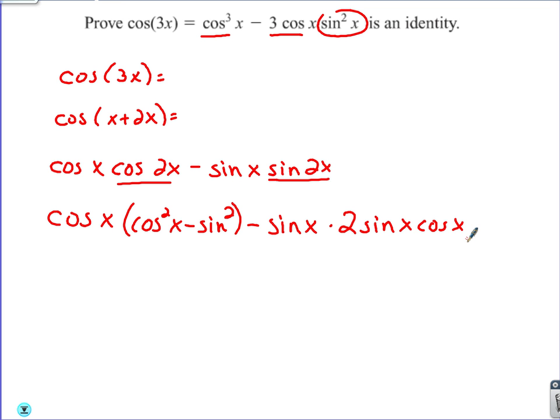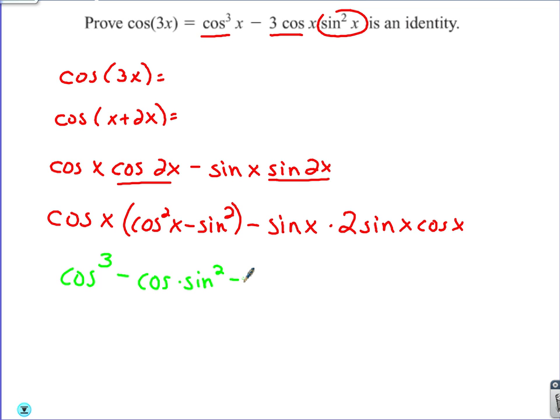We clean it up. Josh, help me clean it up. Cosine times cosine squared is cosine to the third. Good. So we have cosine to the third x, and I'm going to leave the x off now. Cosine times sine squared, that's simply, you know what I'm going to do though? I'll put cosine first, that's right. Cosine sine squared.